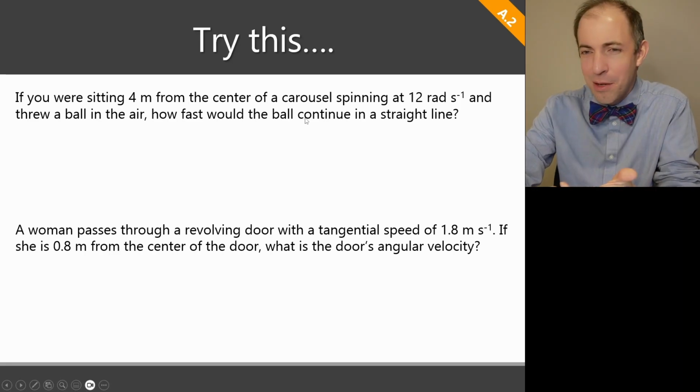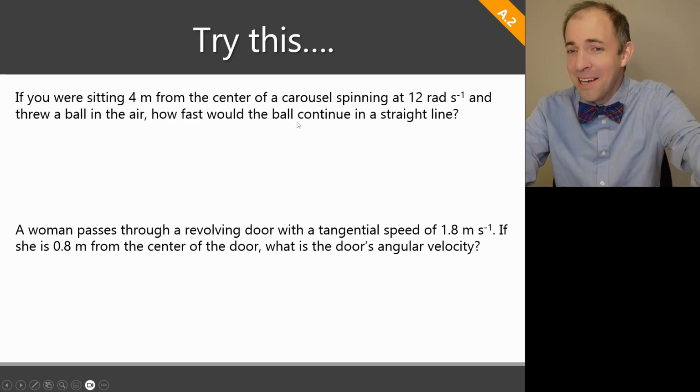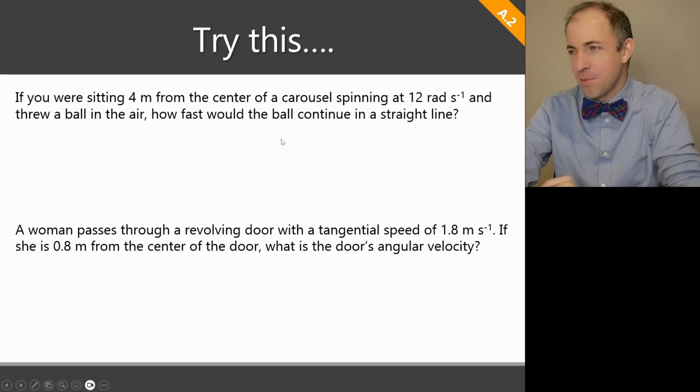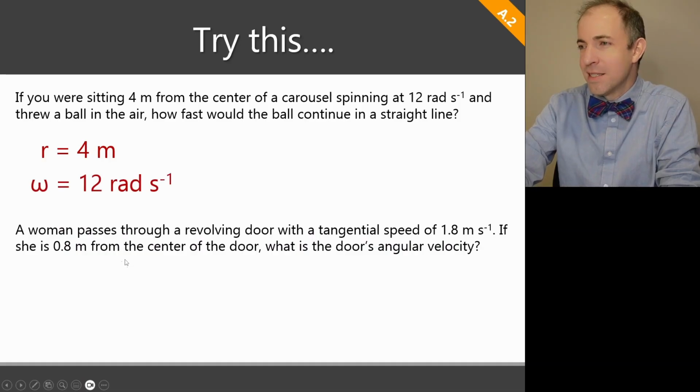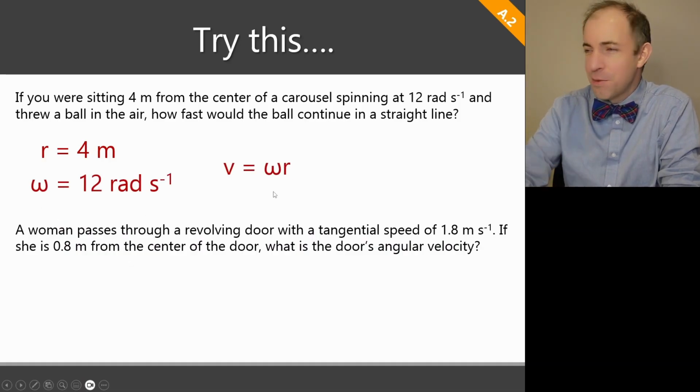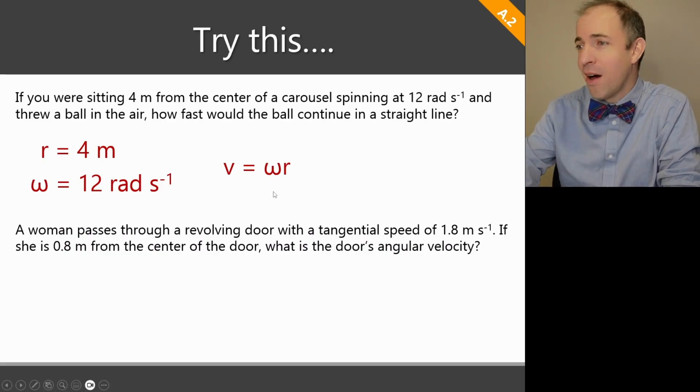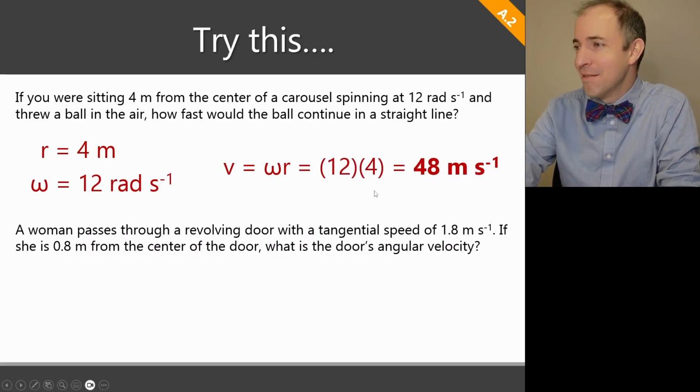So continue in a straight line, we're suggesting that we're going to be going now to a speed that's in meters per second. I know that the radius is 4, angular velocity is 12 radians per second, and I know this relationship. V is equal to omega times r. The only thing I don't know is V. 12 times 4 is 48 meters per second.